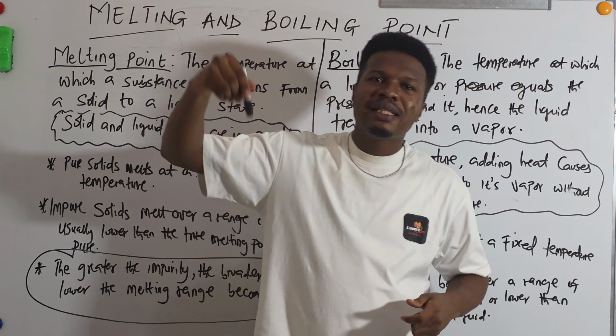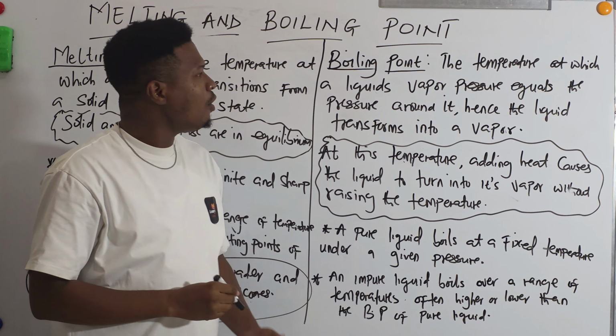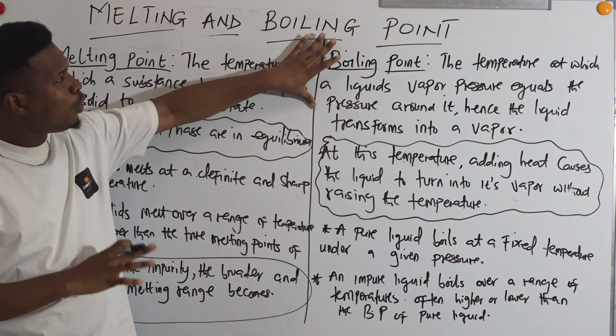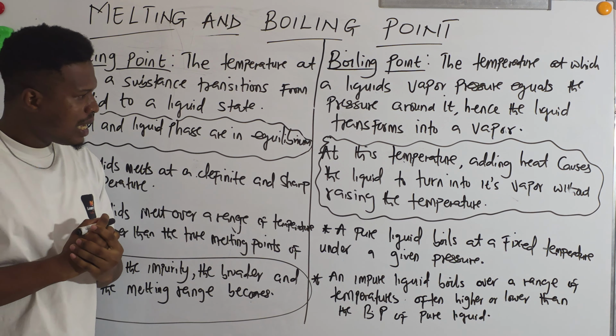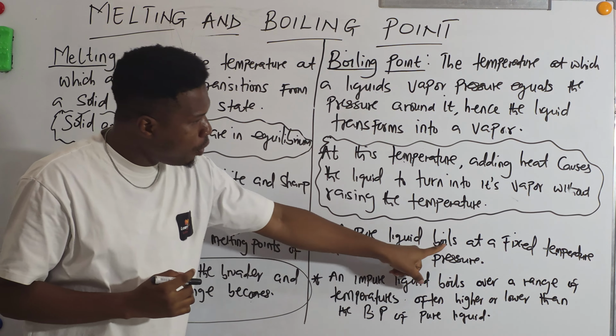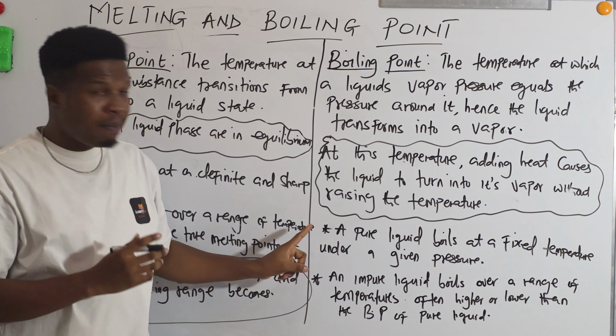Impurity lowers the melting point. Now, let us come to boiling point. How does boiling point determine the purity of a substance? A pure liquid boils at a fixed temperature. This one makes sense to you, right?